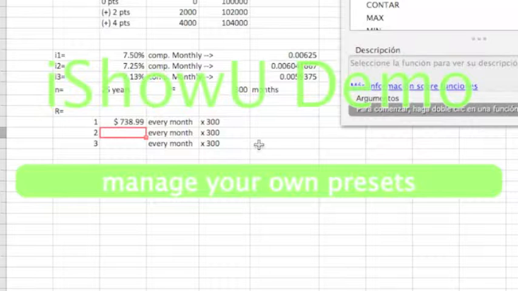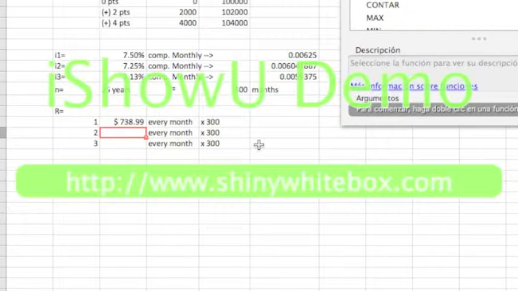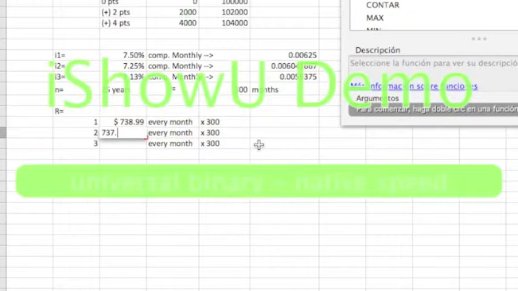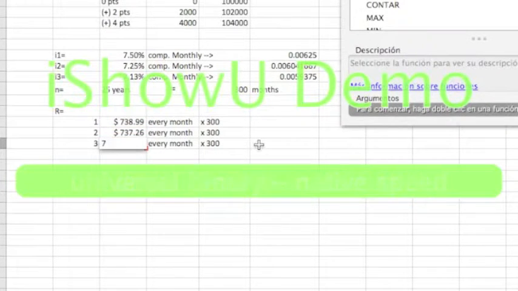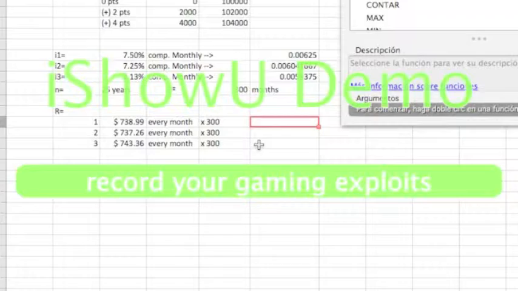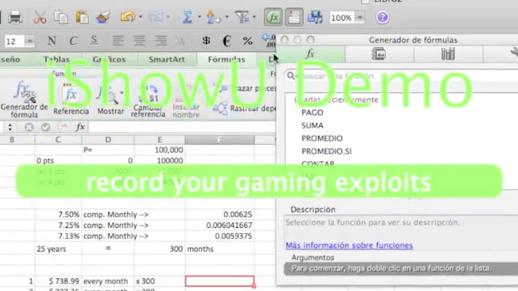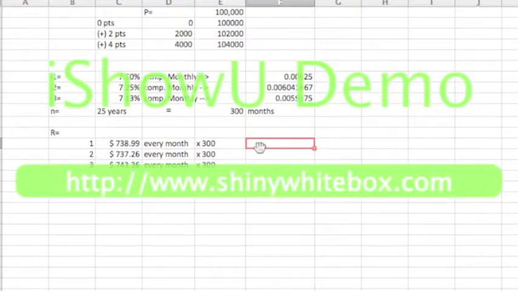As the result of applying the formula on the different cases by ordinary annuity, we get the next values. Option 1, 738.99. Option 2, 737.26. Option 3, 743.36. These are the payment size for each interest rate including points. To know the total amount paid over the life of the loan, we only need to multiply R by the 300 months, equivalent to the 25 years.